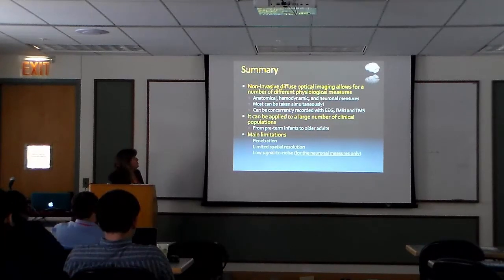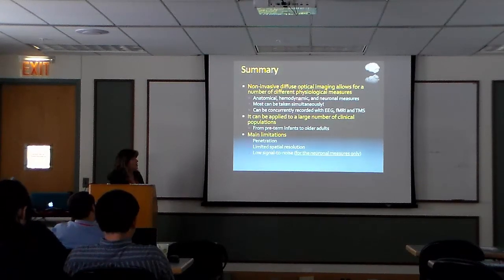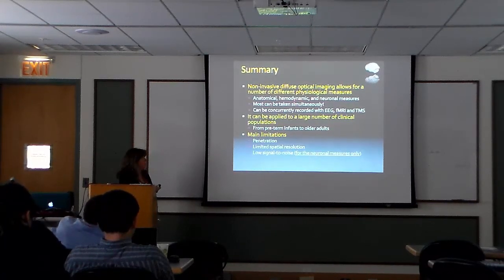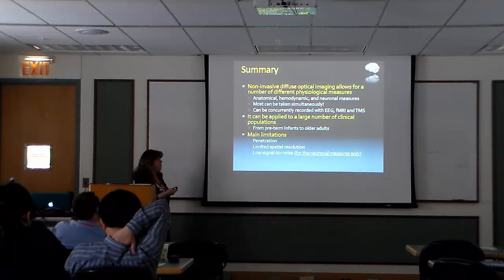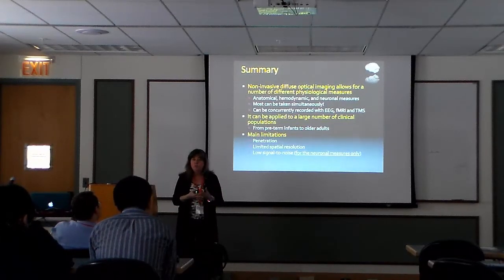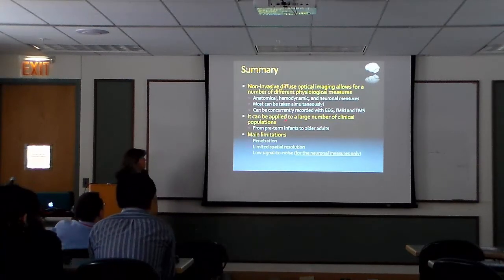So just to summarize for the talk, we hopefully have shown you that non-invasive diffuse optical imaging allows for a number of different physiological measures to be recorded: anatomical, hemodynamic, and neuronal. Most can be taken simultaneously, if not all. It depends on how you do the recording, but pretty much you can do them concurrently. And they can be concurrently recorded with EEG, fMRI, and TMS, which are the standard tools for human research, and in fact, in some cases, clinical practice.